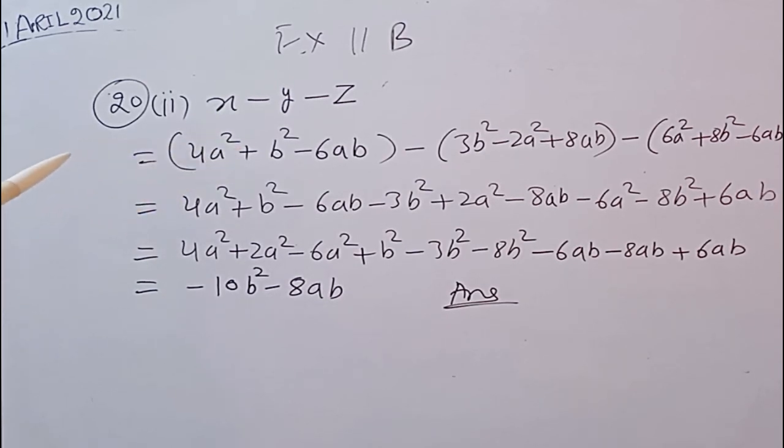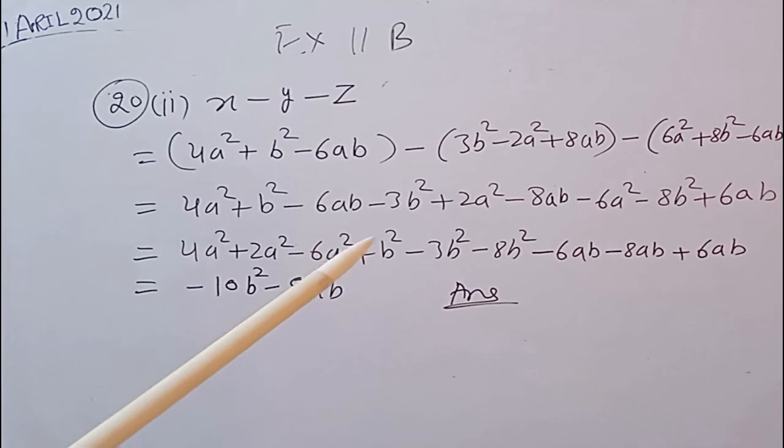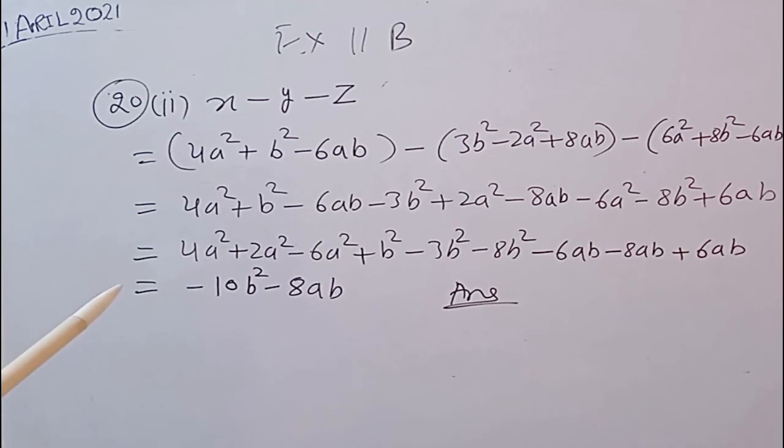Just see the negative sign and open the bracket. 4a square plus b square minus 6ab minus 3b square plus 2a square minus 8ab minus 6a square minus 8b square plus 6ab. Collect the like terms, we get 4a square plus 2a square minus 6a square, plus b square minus 3b square minus 8b square, minus 6ab minus 8ab plus 6ab.